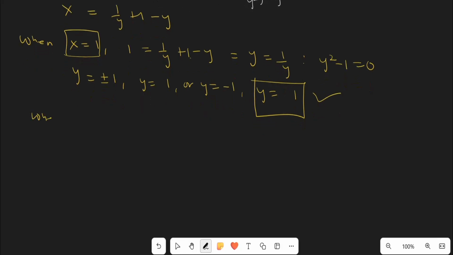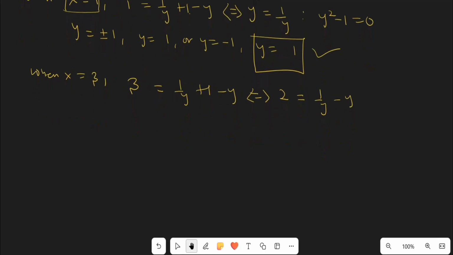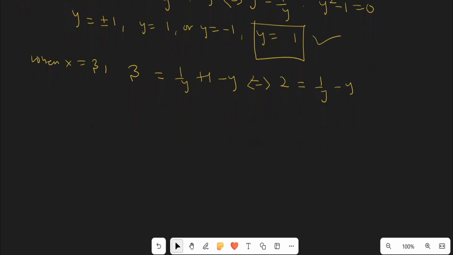Now the upper limit. When x is equal to 3, what will be the value of y? We have 3 equal to 1 over y plus 1 minus y. 3 minus 1 is 2, so that is 2 equal to 1 over y minus y. We can simplify this into 2y equal to 1 minus y squared, or y squared plus 2y minus 1 equal to 0.